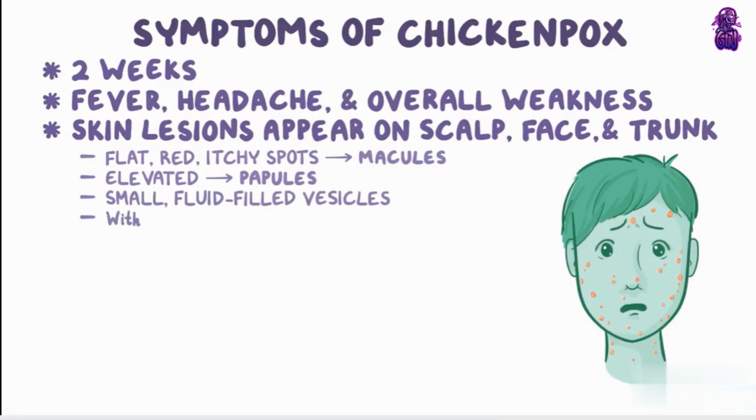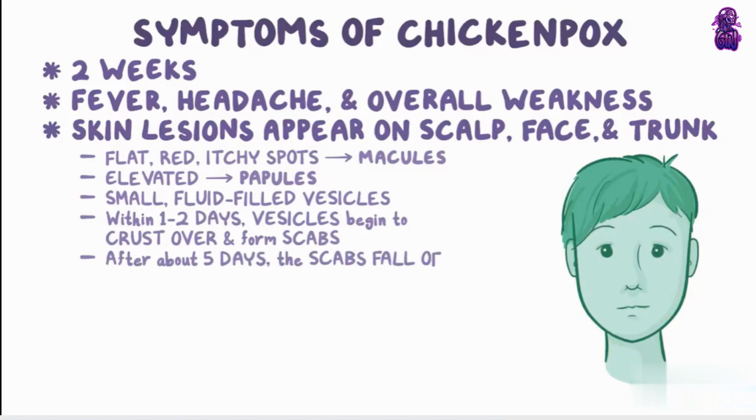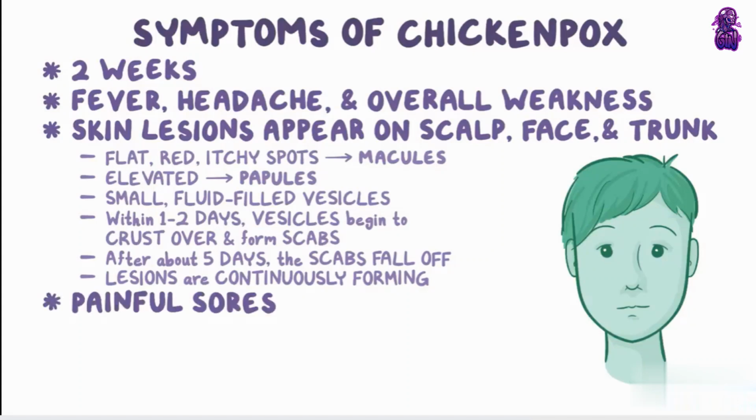Within 1 to 2 days, the vesicles begin to crust over and form scabs. After about 5 days, the scabs fall off, usually without leaving a scar. New crops of lesions are continuously forming in different places on the body every 3 to 5 days, so it's possible to see lesions in different phases at the same time. In addition to the itchy lesions, painful sores can appear on mucosal surfaces, like inside the mouth.